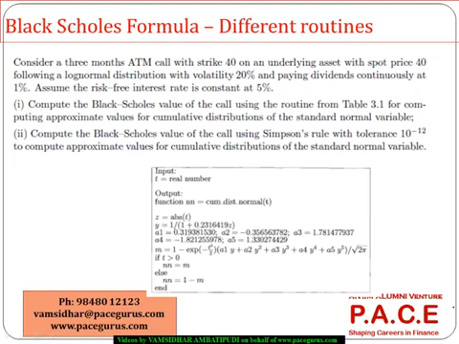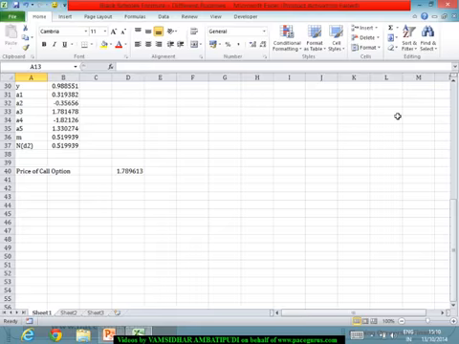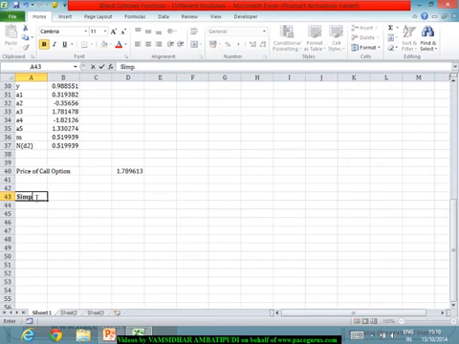Now I am asked to compute the same Black-Scholes formula of the call using Simpson's rule with a tolerance of 10 to the power of minus 12. So again, using Simpson's rule, if I have to compute both for d1 as well as d2, let me do, let's say, 128 sub-intervals, because we can execute that in Excel quite comfortably. So I'll go with Simpson's rule, probably with 128 intervals.